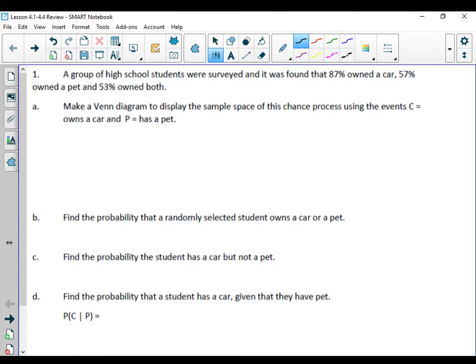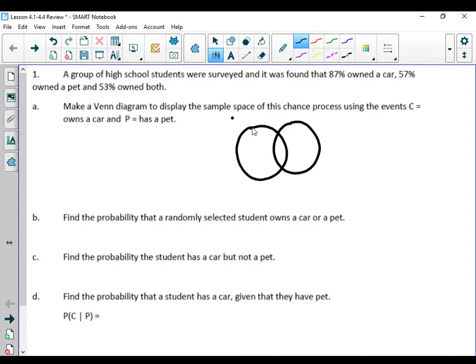They talked about a group of high school students, and they found out that 87% owned a car, 57% owned a pet, and 53% owned both. And we were asked to make a Venn diagram to display the sample space of this process. We're going to call C owning a car and P owning a pet. All right, so our Venn diagram.